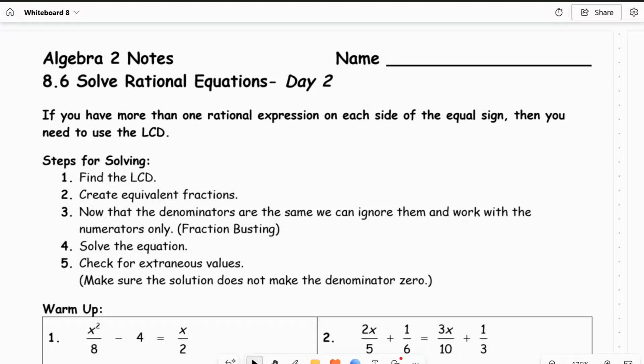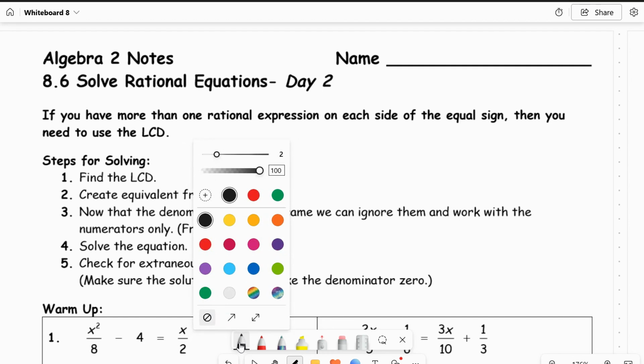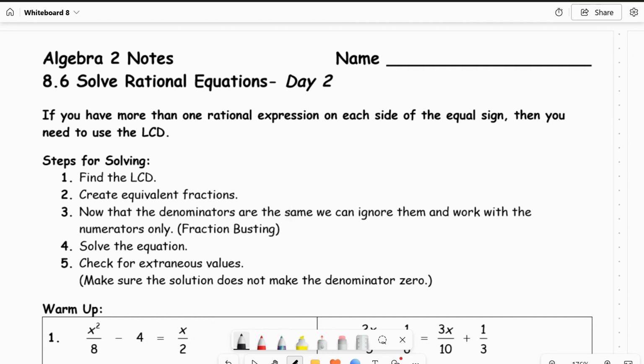Lesson 8.6 day 2, which is continuing to solve rational expressions. The difference is that we'll have more than one rational expression. If we have more than one rational expression, our goal is to use an LCD to create equivalent fractions. That way, we can ignore the denominators and just work with the numerators to solve the expression, and once again, check for extraneous solutions.